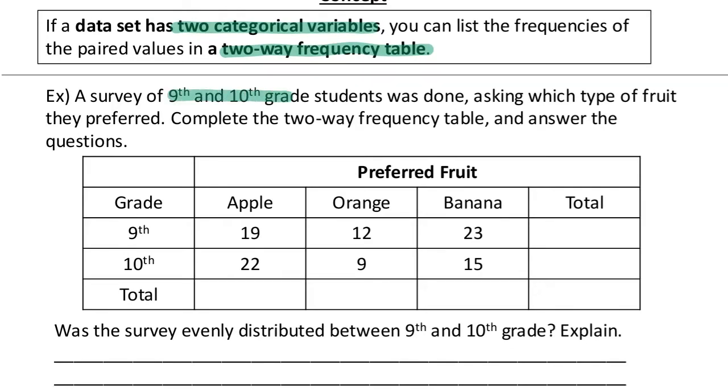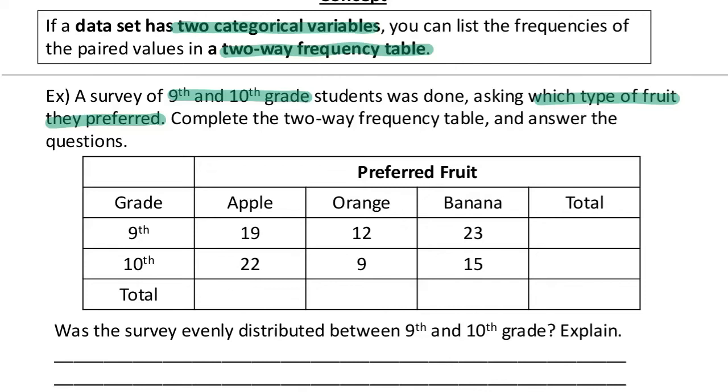So for example, here I have a survey of 9th and 10th grade students that was done, asking which type of fruit they preferred. So I'm asking their grade level, and I'm asking their favorite type of fruit. Both of those are categorical. 9th and 10th grade, even though it's a 9 and a 10, that's not necessarily a number attached to it. It's just a grade level, so that's still a category. And which type of fruit they preferred is also categorical, okay?